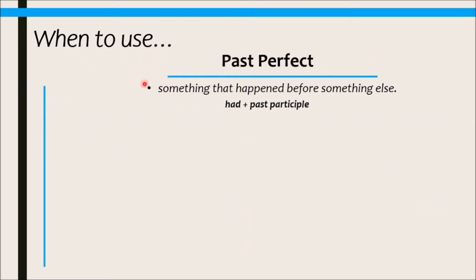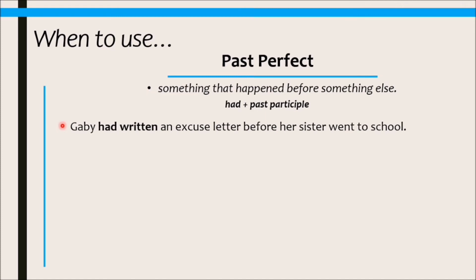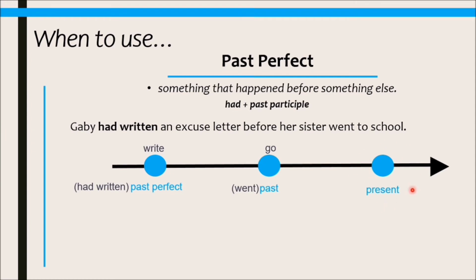Going back to our definition, something that happened before something else. It only means that your past perfect is the verb or action that happened first. In our first sentence, Gabby had written an excuse letter before her sister went to school. We have the past participle of the main verb write, which is written, and the past tense of another action word, go, which is went. Now, look at our illustration. If this is our present time and we are to look back of the past, the action word write occurred or happened first before the verb go.